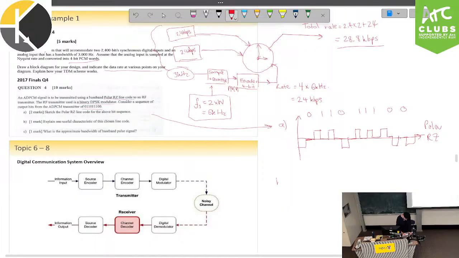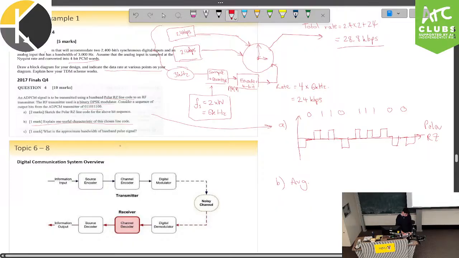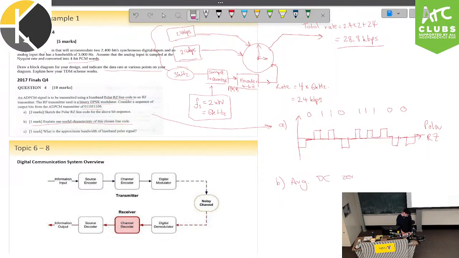Part B. Explain one useful characteristic of this chosen line code. So as we went through earlier, polar line code is usually better than unipolar because we have an average DC component of 0. And another thing to note is that it's return to 0, so we have some sort of self-synchronization going on.